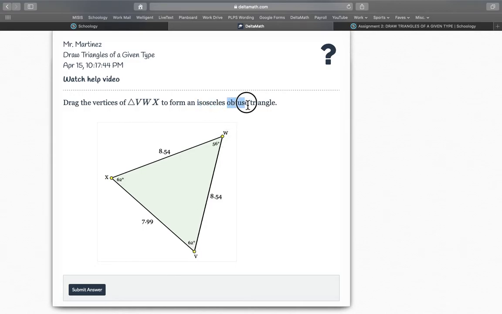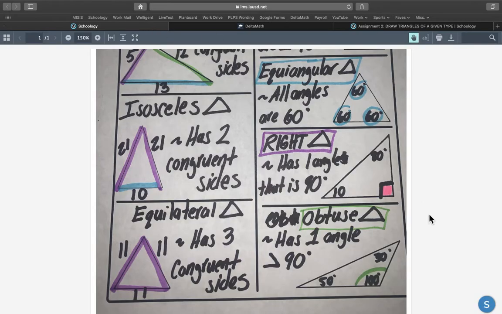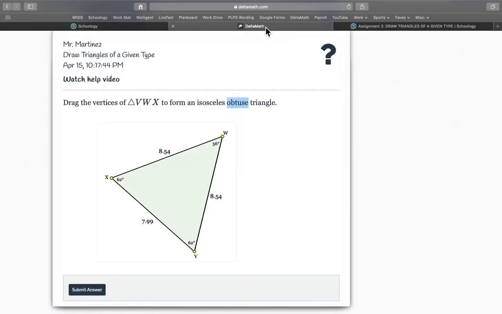Now let's see the obtuse part. So the obtuse, let's go back to our notes. Obtuse says has one angle greater than 90 degrees, right? Like this one is 100, that's greater than 90. So let me go back here, and I need to make one of these bigger than 90. So what I'm going to do is I'm going to pick this middle one between the two sides, and I'll show you why. Remember, if I push into the triangle, the angles get bigger. If I put out of the triangle, the angles get smaller.